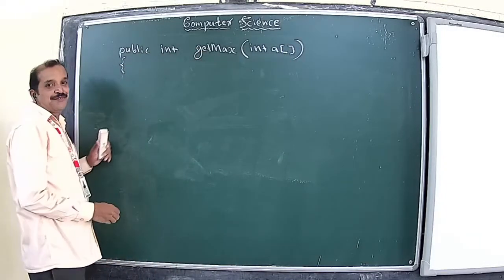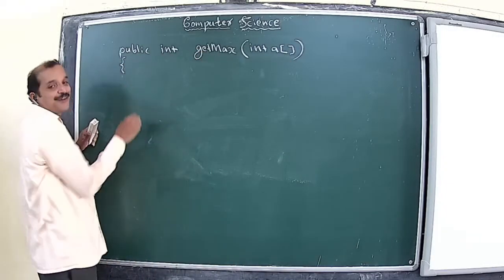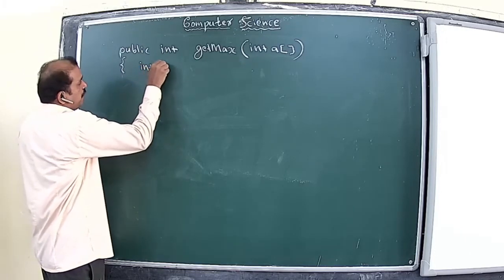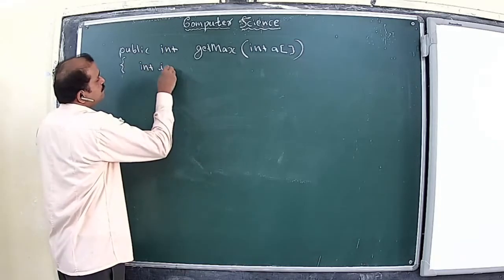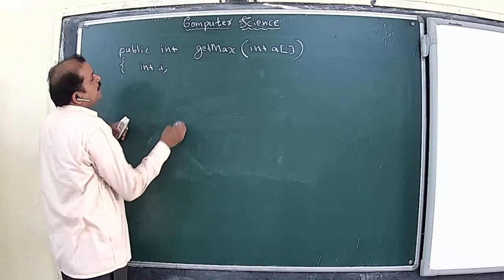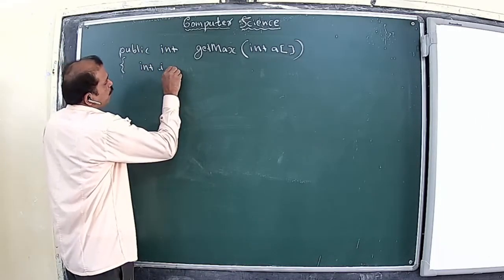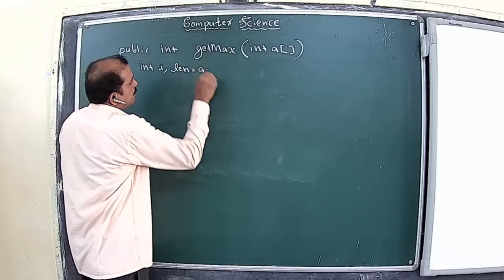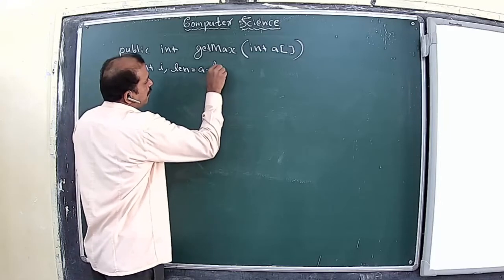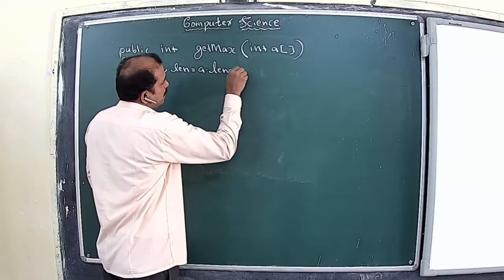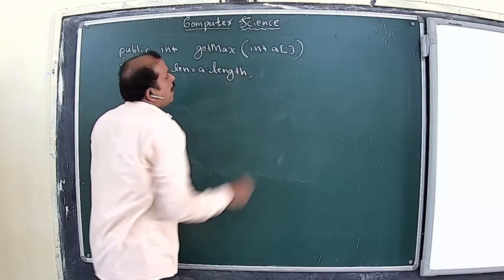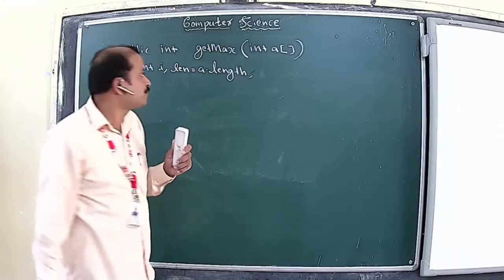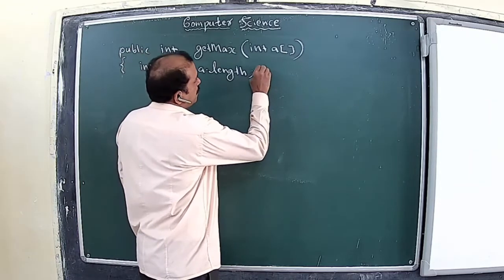As we have seen, definitely we have to use certain local variables as well. Definitely a loop control variable, then a variable called length equal to a dot length, and another variable to store the maximum value in this array.